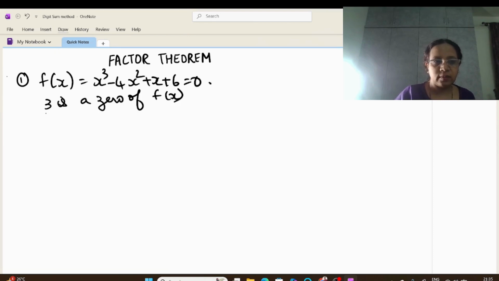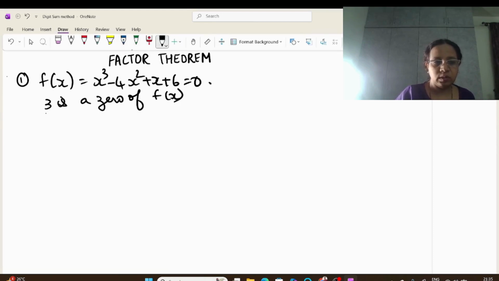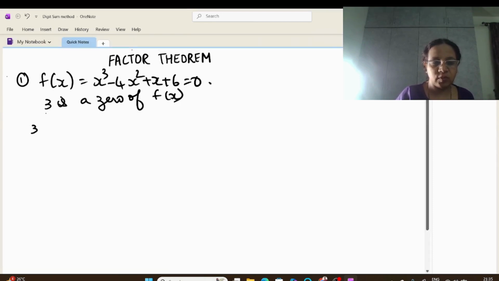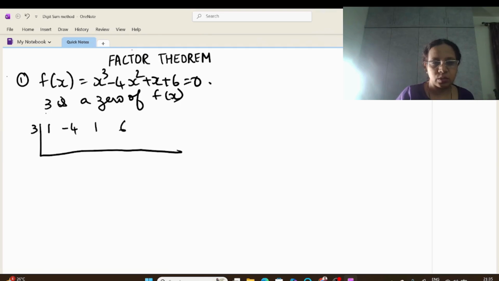To do synthetic division, we will put the 0 or the first root here, and we will write down the coefficients of the different terms. x cubed, the coefficient is 1, minus 4x squared, coefficient is minus 4, x is 1, and this is 6. So we'll take down the first coefficient as it is, multiply it with 3. 1 into 3 is 3. Now add this. Minus 4 plus 3 is minus 1.